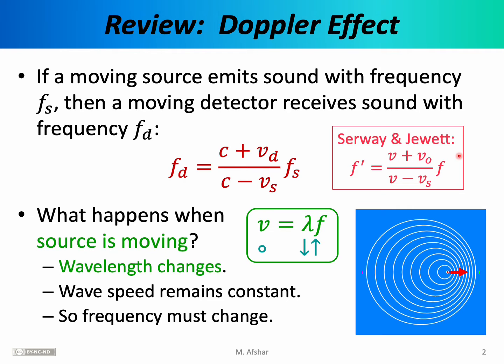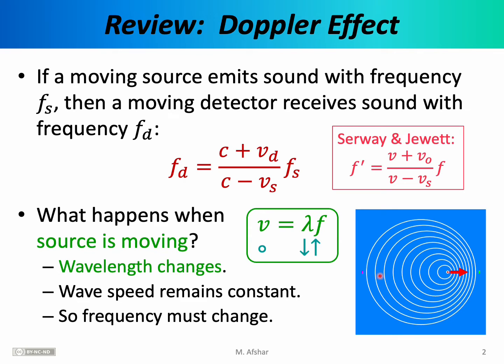The Doppler effect ultimately is in part the result of the fact that the separation between the wavefronts changes when the source is moving. So when the source is moving in a particular direction, in front of the source, the separation between the wavefronts becomes smaller. That means that the wavelength becomes smaller, which in turn implies that the frequency detected by a detector must increase, as dictated by this equation here.